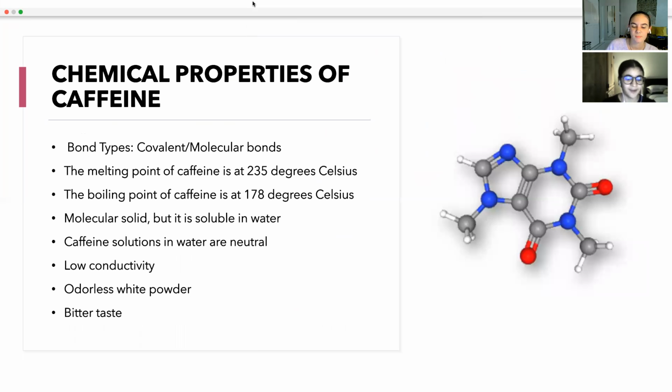In this slide, I'll be going over the chemical properties of caffeine. Caffeine has molecular/covalent bonds. Its melting point is at 235 degrees Celsius, and its boiling point is at 178 degrees Celsius. Caffeine is a molecular solid, but it is soluble in water. Caffeine solutions in water are considered neutral. Caffeine has low conductivity, it's an odorless white powder, and it has a bitter taste.